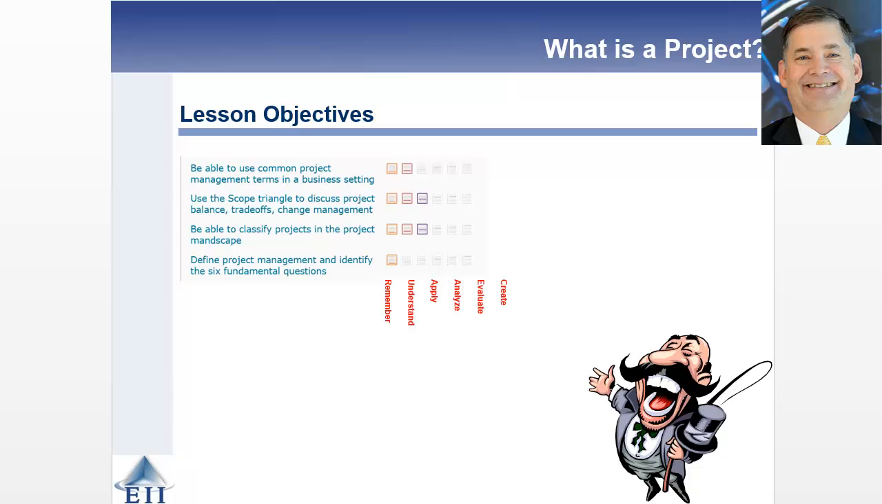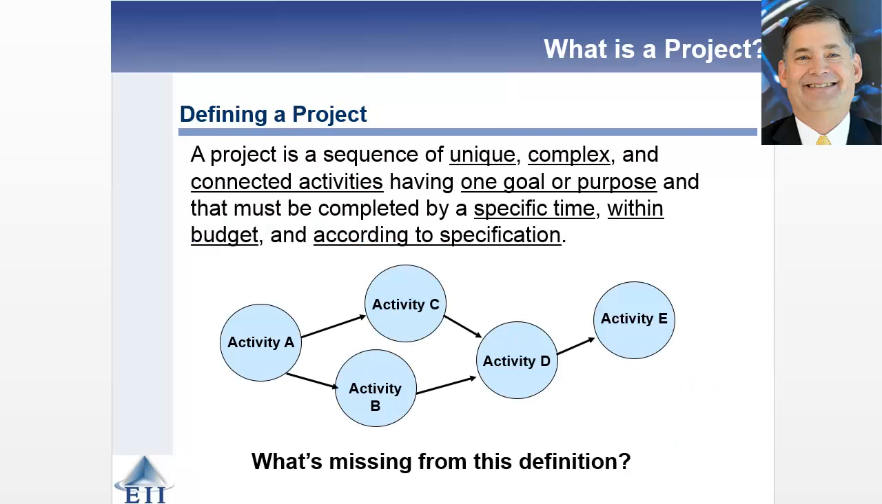During this particular video, we're going to define what project management is and give some examples of it, okay? All right, so let's get right into it. This is straight out of the book. So here you've got a project as a series of unique, complex, and connected activities that have one goal, must be completed by a specific time, within a specific budget, and according to specification.